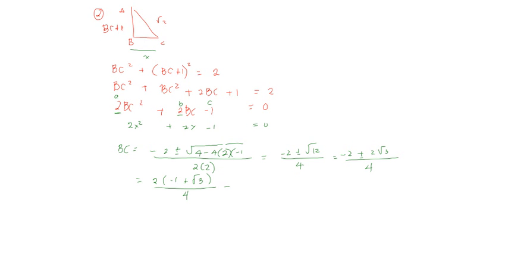So simplifying this gives us square root of negative 1 plus square root of 3 all over 2, or we can write it as square root of 3 minus 1 over 2. So this is now the value of our BC. Okay, so for letter C, we are not yet done with this.